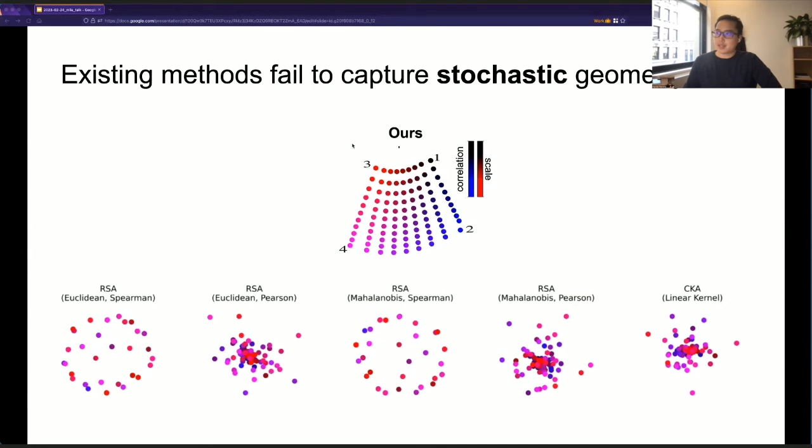And this slide is mainly to show that since most existing methods only consider deterministic geometry, none of them are able to recover the structure that we can by taking into account the noise.